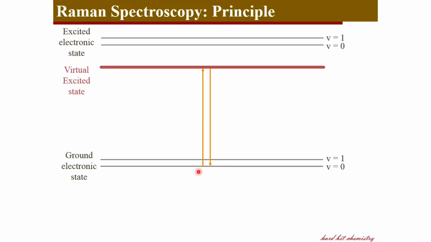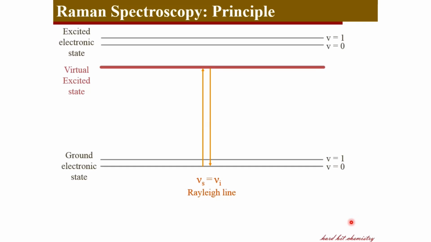Here you can see that the original state of the molecule is the zero vibrational quantum level, and after the excitation to the virtual state it de-excites, or comes down, back to the same vibrational level. The molecule started from the ground vibrational level V equals 0, and after scattering it is now left at the same level V equals 0. That corresponds to the same frequency condition for both the incident and scattered radiation, that is Rayleigh scattering.